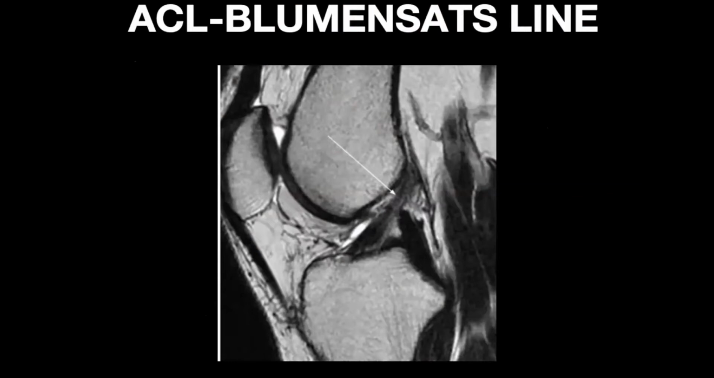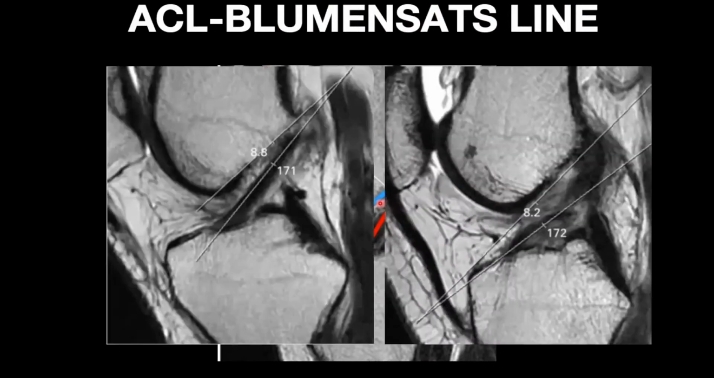One of the most important is the ACL-Blumensaat line. This is the Blumensaat line, that is the roof of the notch, and this is the ACL shadow, a homogeneous black shadow that goes from the tibia center, almost about the center one-third of the tibia, to the femur. So this is the Blumensaat line and this is the ACL line. Usually this angle is an acute angle towards the femoral side, and this is less than 15 degrees. Whenever this angle is more than 15 degrees, then this is an indirect sign of ACL tear. This happens because the ACL is torn from the femoral side and the ACL falls back, thus leading to this angle becoming more obtuse, or an angle between acute to the other side.